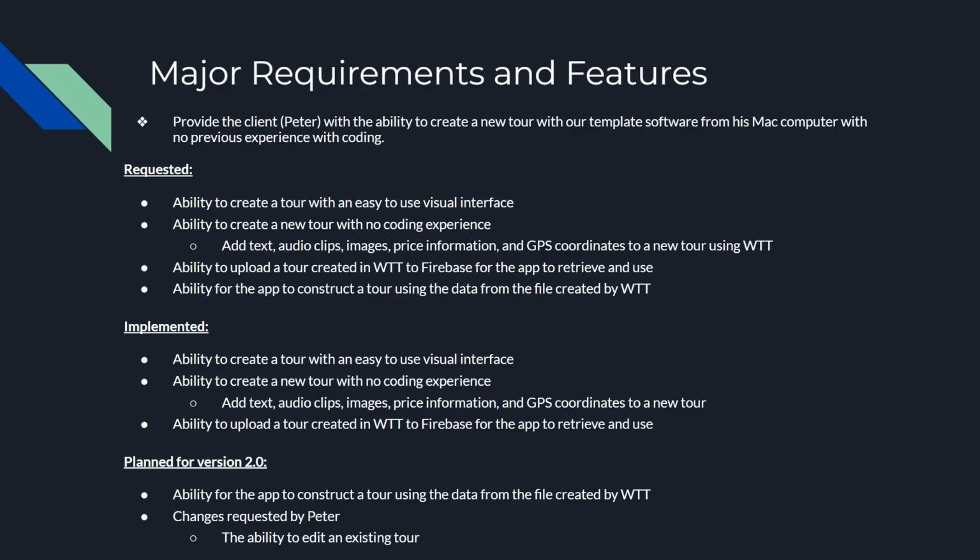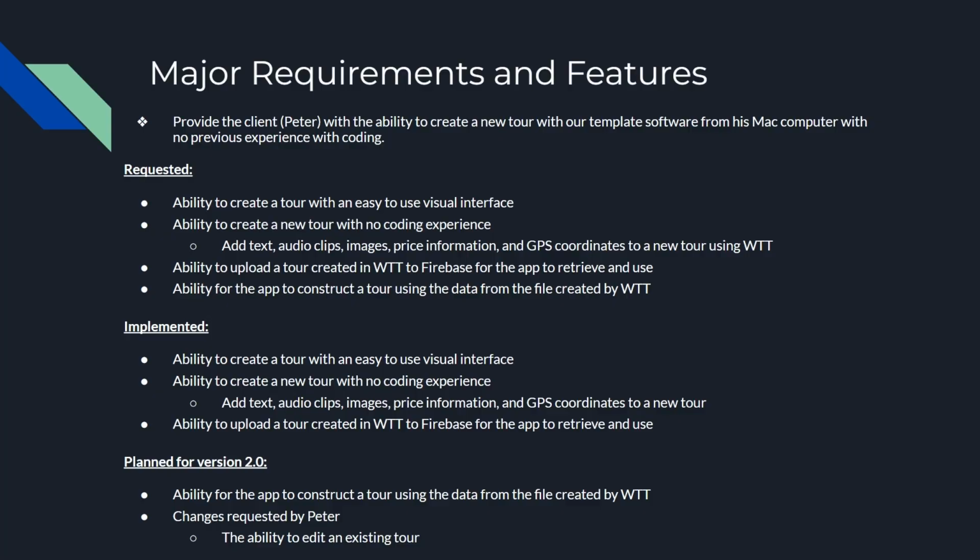The list of requested features goes as follows: the ability to create a new tour with an easy-to-use visual interface, the ability to create a new tour with no coding experience, and some specific elements of a tour which needed to be included were the ability to add text, audio clips, images, price information, and GPS coordinates. Another request was the ability to upload a file generated by WTT to Firebase for the Walk Ashland app to access. And finally, the last request was the ability for the Walk Ashland app to construct and display a new added tour using the files uploaded to Firebase, which were generated by WTT.